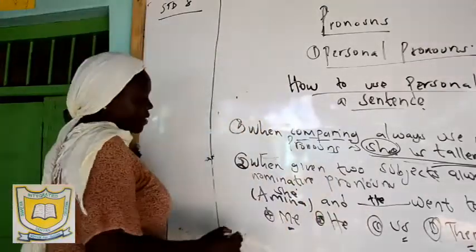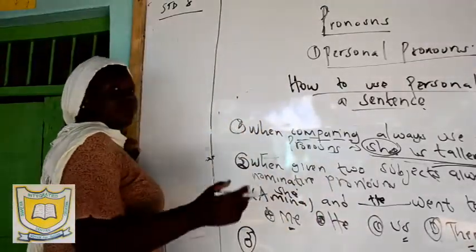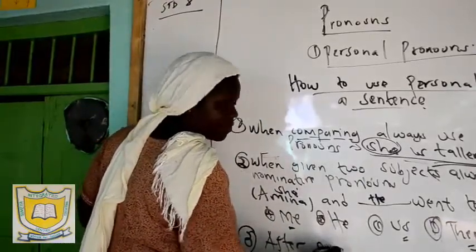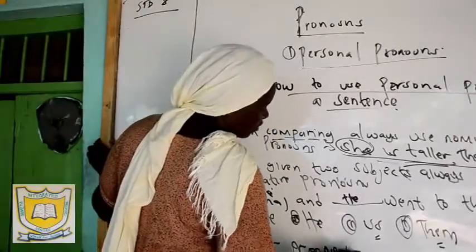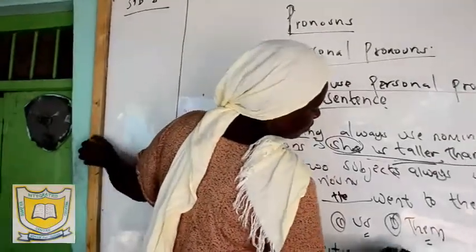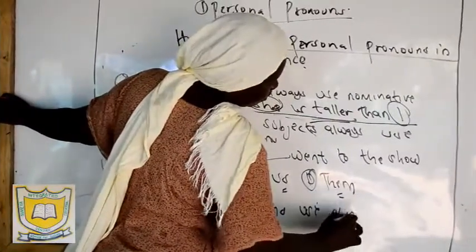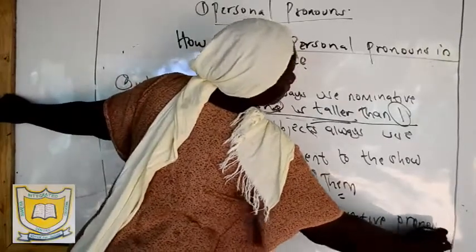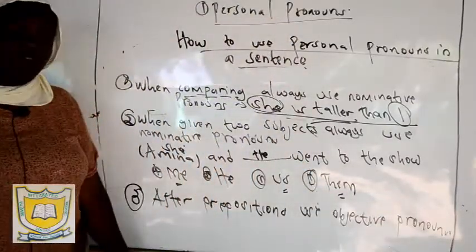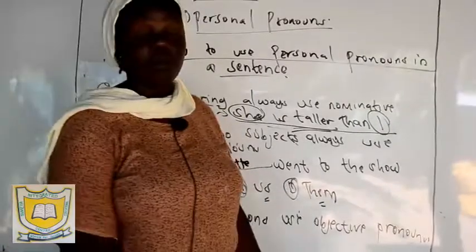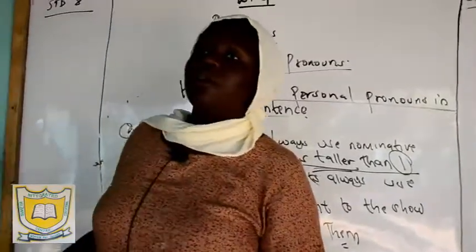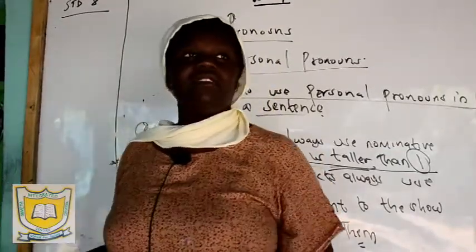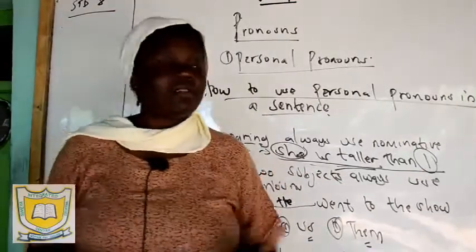Now, rule number 3: after prepositions, use objective pronouns. After prepositions, you are going to use an objective pronoun. What are prepositions? They show the relationship between maybe a verb and a place. So let's look at examples of prepositions.